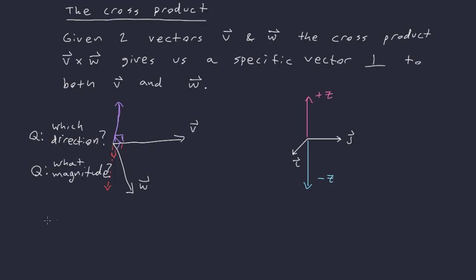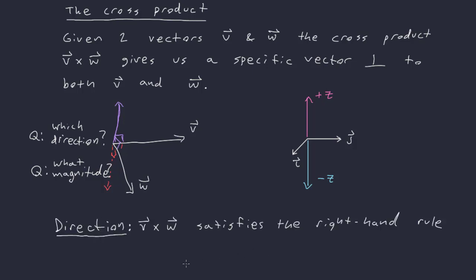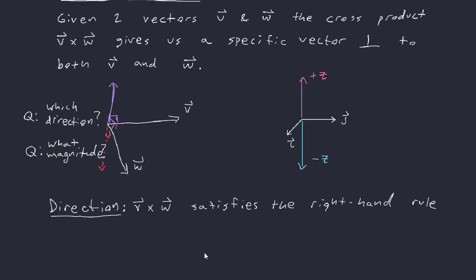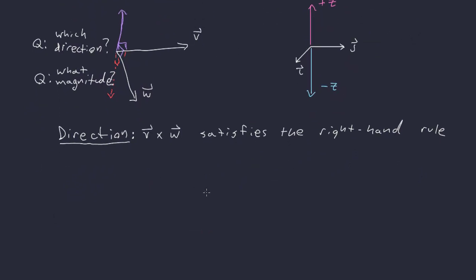All right, so to answer the direction question, what we say is that the cross product satisfies the right-hand rule. And the right-hand rule, it's kind of difficult to talk about in terms of this stuff without you seeing my hands. Okay, but I'll do the best I can.